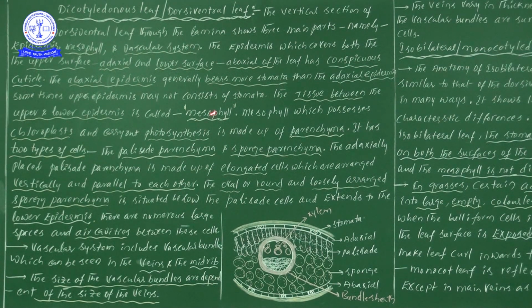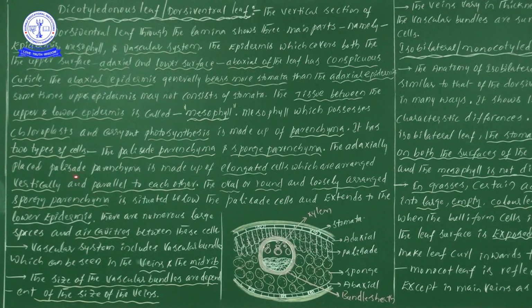Now you come on to the information. Listen again. Mesophyll tissue is there, no? This particular mesophyll tissue is divided into two types, or it consists of two types of cells. One is palisade parenchyma and one more is sponge parenchyma. Once you listen to this, adaxial epidermis. Adaxial means upper, the upper epidermis.